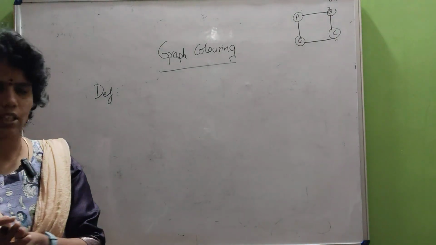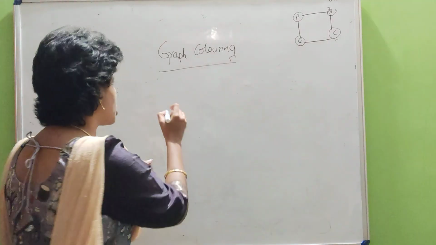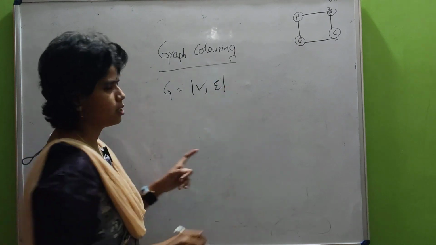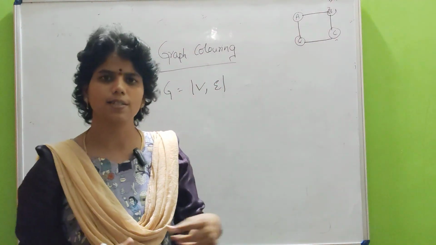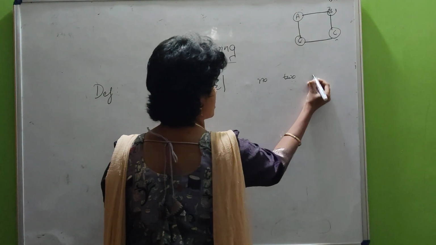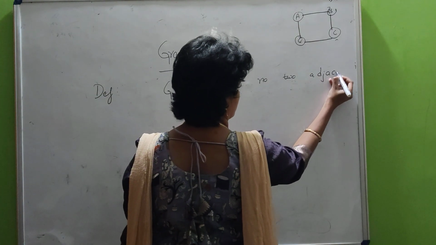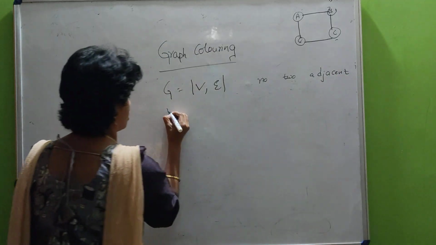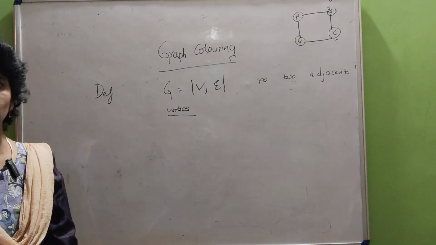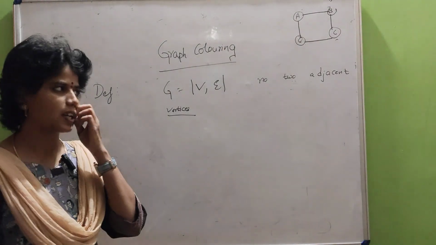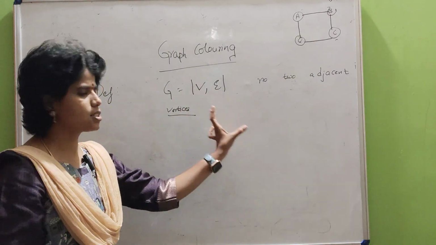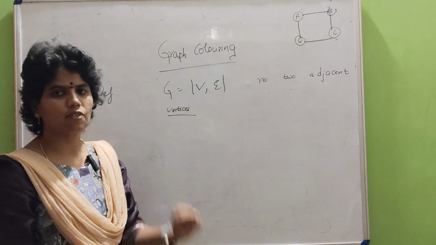What is meant by graph coloring? In any given graph, G = (V, E), an undirected graph, we should color the vertices in such a way that no two adjacent vertices have the same color. We will color the graph in such a way that no two adjacent vertices are in the same color. That is our graph coloring.